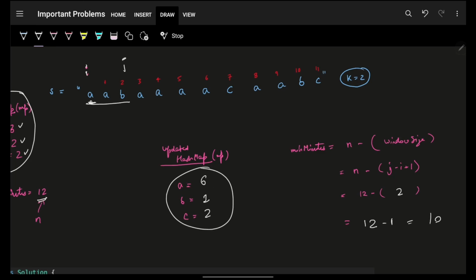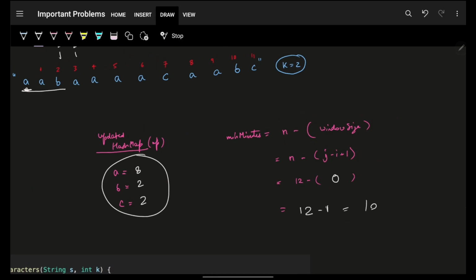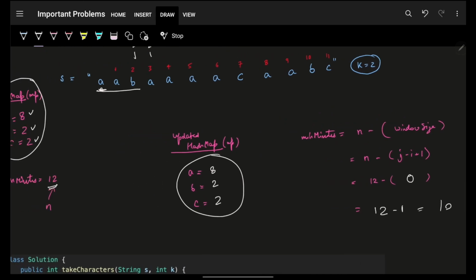Oh, the condition is violated now because my B frequency should have been more than or equal to 2. In that case, keep on shrinking the window. Okay, I shrink it. This became a 7. I shrink it. This became an 8. Again, I shrink it. This became a 2. Oh, now it is valid. Now my window size is 0. Again, it became a 12. Oh, I could not minimize it.